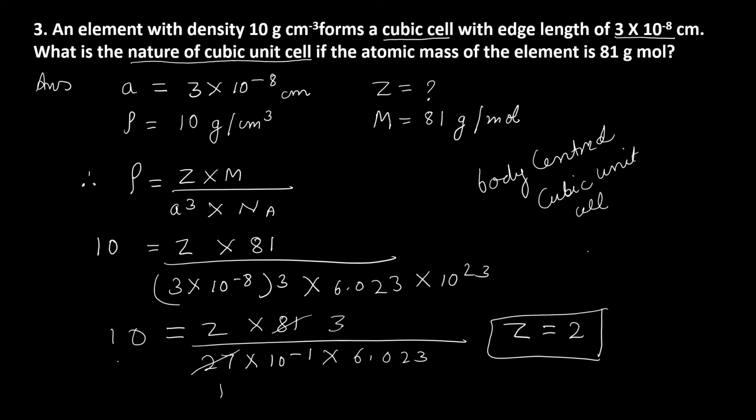Now in a body centered cubic cell, the atoms are present at the corner and one atom is present inside the body of the cube like this. So if you want to calculate the coordination number, it will be 8, because the 8 atoms present at the corner are touching the central atom.